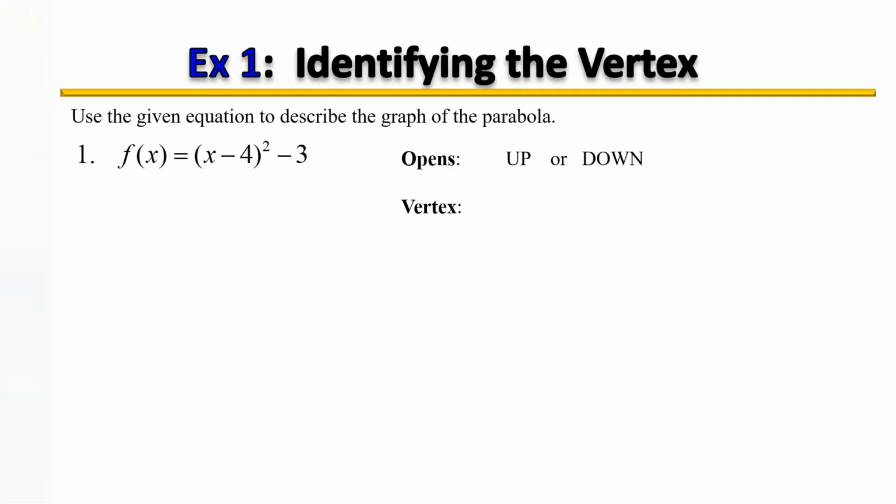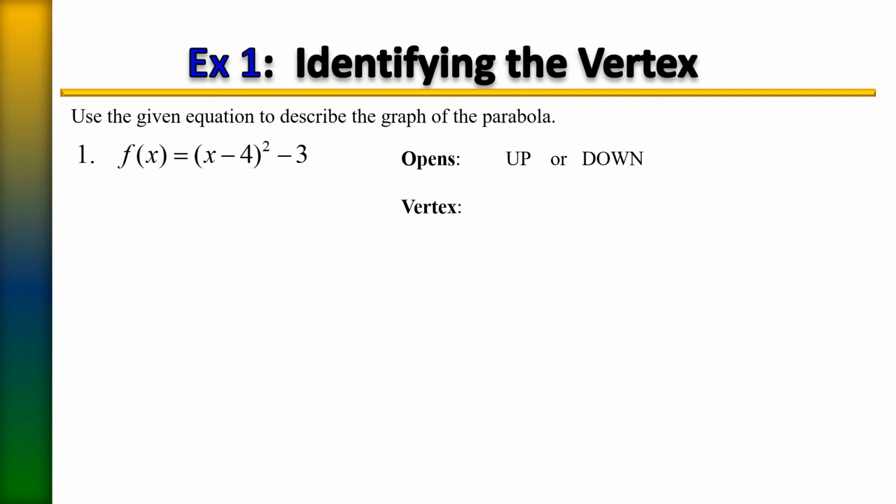In this example, we're asked to use the given equation to describe the graph of the parabola. We're going to start by identifying whether the graph will open upward or downward. So recall, when it's in vertex form, if the coefficient a is positive, then the parabola will open upward. And when you don't see anything out front, then it is assumed to be a positive. If you see a negative, then it is a negative. So again, in this case, it is a positive, so therefore it will open upward.